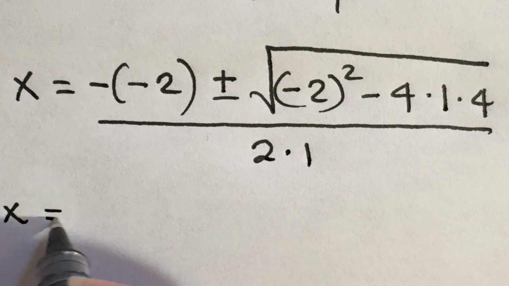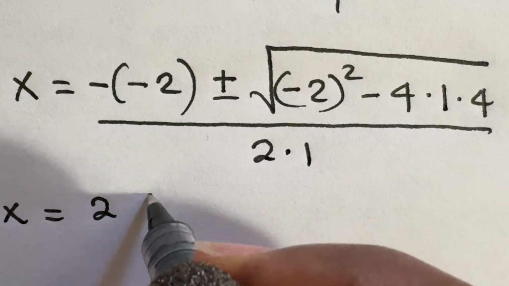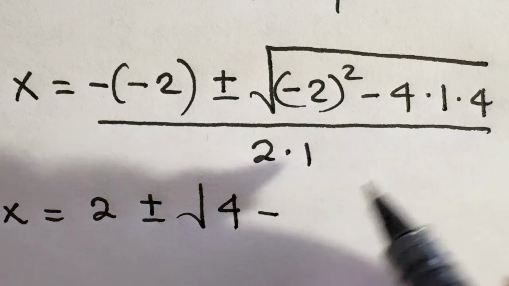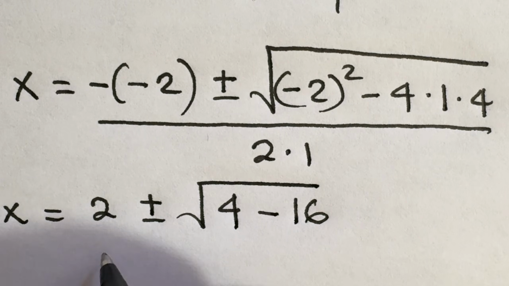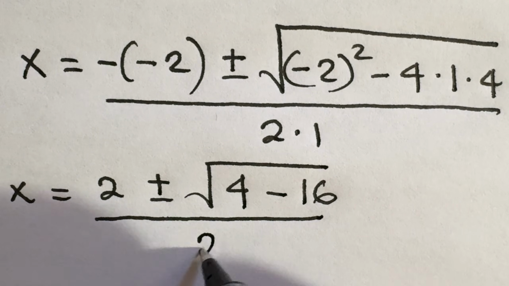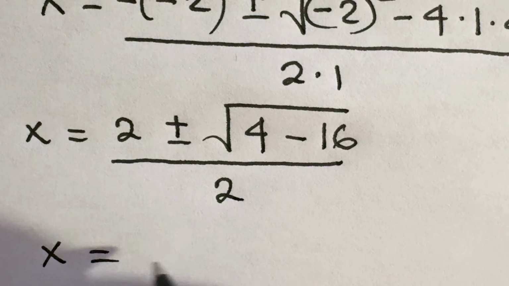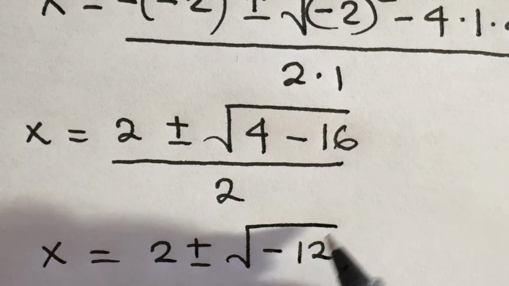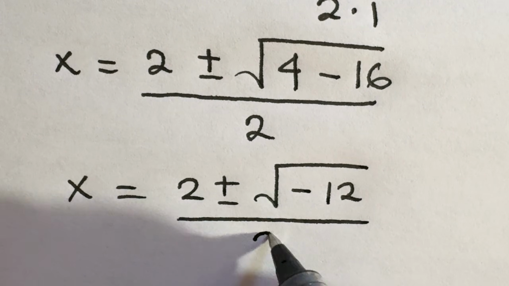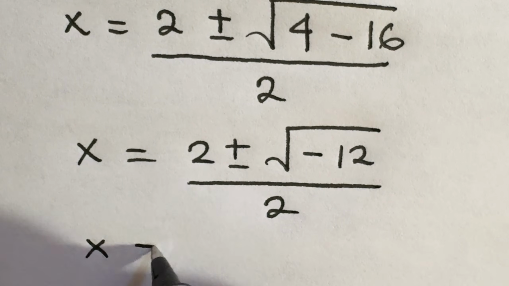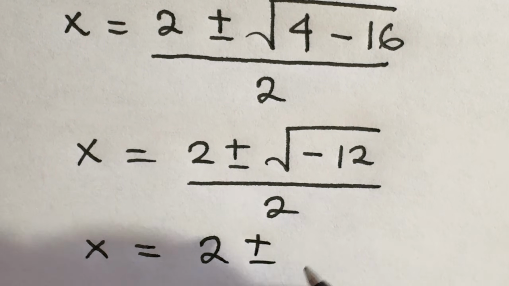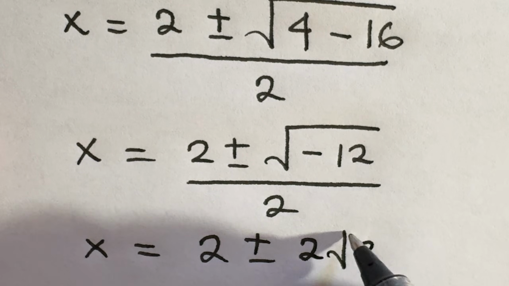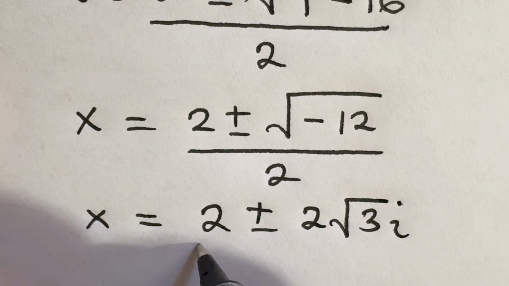So x is equal to minus times minus is plus, so we have positive 2 plus or minus the square root of -2 squared here is 4, minus 4 times 1 times 4 is 16, square root of that, divided by 2 times 1 is 2. So we get x is equal to 2 plus or minus the square root of -12. 4 minus 16 is -12. Then divided by 2. So x is going to give us 2 plus or minus. Here we did something similar to this, and we got 2 root 3 times i, then divided by 2.